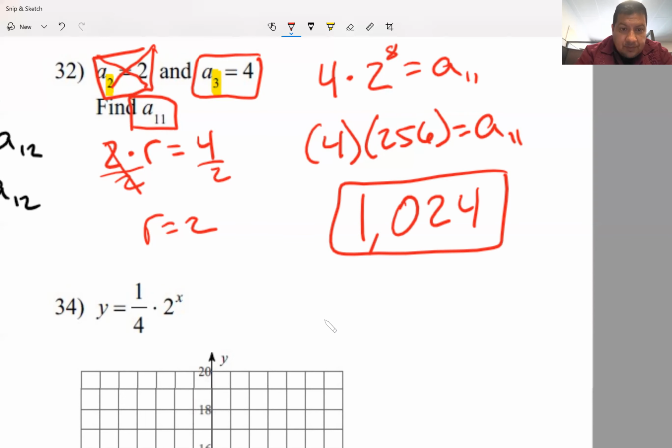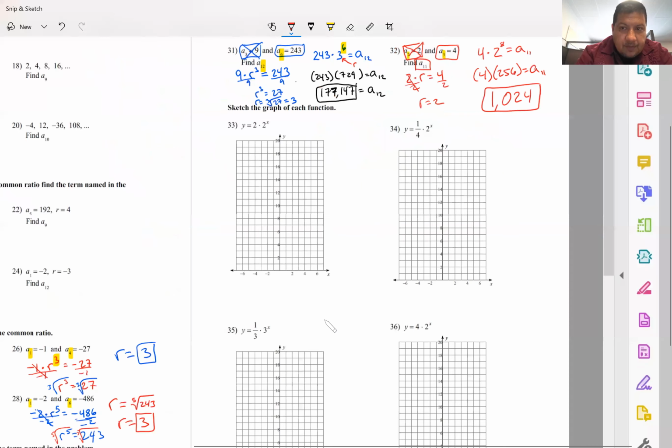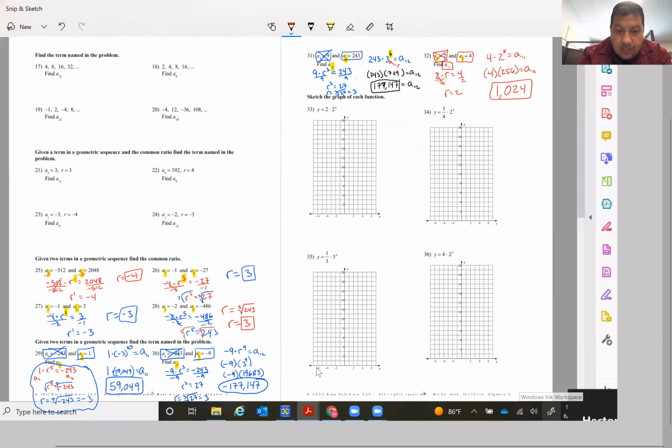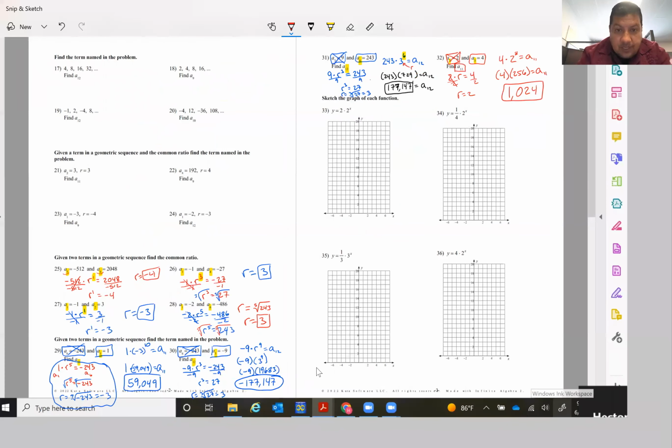Let me zoom out so you guys can take a screenshot. You guys can see what we worked today. Let me take roll really quick. So that's what we did today.